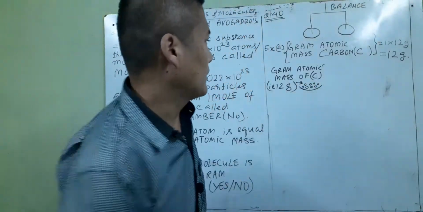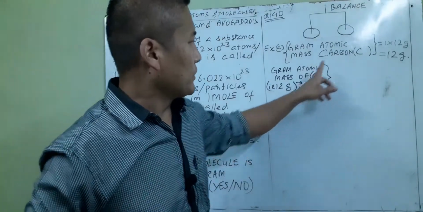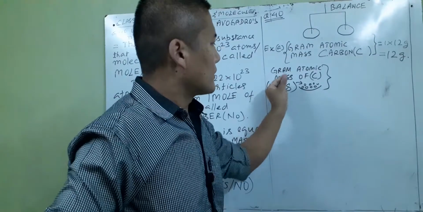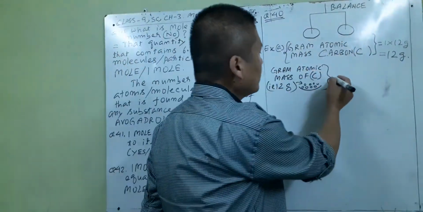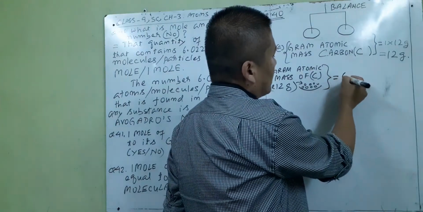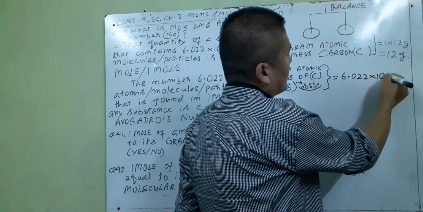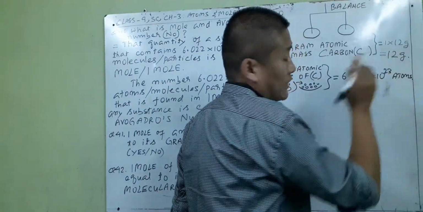So we took this, and then scientists found out that when they took 12 grams, the gram atomic mass of carbon, weighed it, and started counting the number of carbon atoms in 12 grams, they found that it contained exactly 6.022 into 10 to the power 23 atoms. What type of atoms? Carbon atoms.